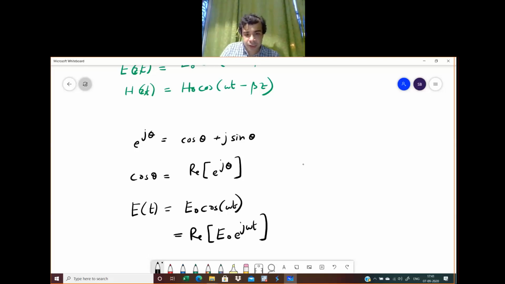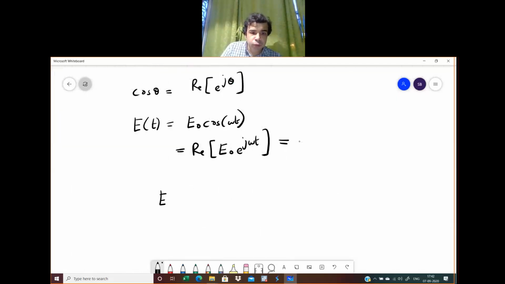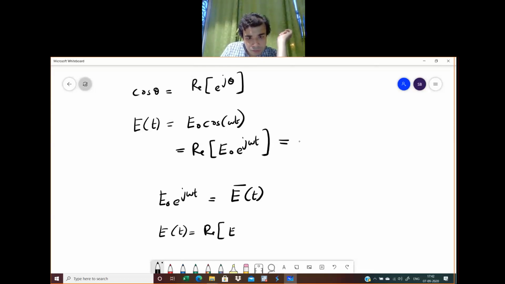Note that this E0 e to the power of j omega t is often given as E(t) with a bar. This bar denotes a phasor. Some books give it in italics, right? Is this okay? So E(t) is the real part of the phasor E(t). Is this clear? Is this okay? This we had seen in the first year.